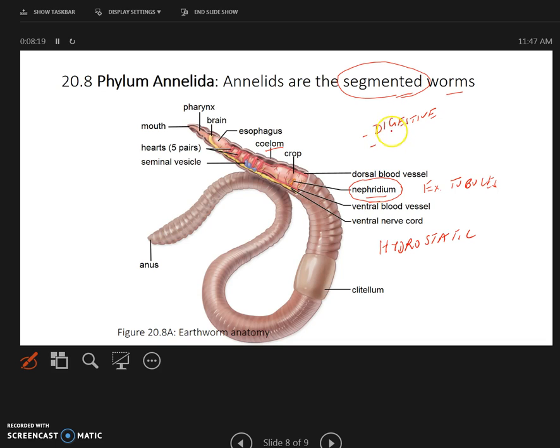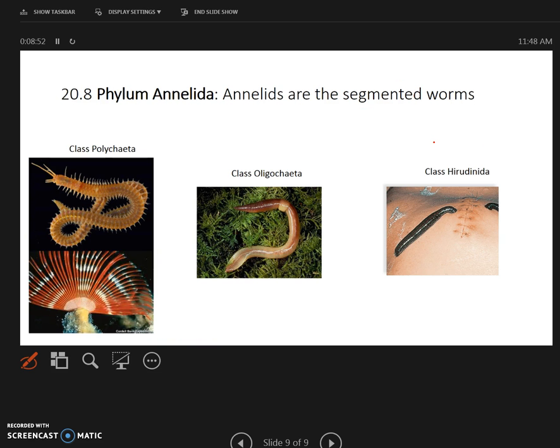Another thing, I do not know if your book discusses that, they have a closed circulatory system. That means the blood always flows in blood vessels. So as you can see, blood vessels. In mollusks, they have an open circulatory system. They have blood vessels, and then the blood opens up into open body spaces. Here, the blood never leaves the blood vessels, it always remains within these blood vessels. They have a closed circulatory system. All right. Here the annelids are subdivided into three or more classes. We are only going to discuss three: polychaetes, oligochaetes, Hirudinea.